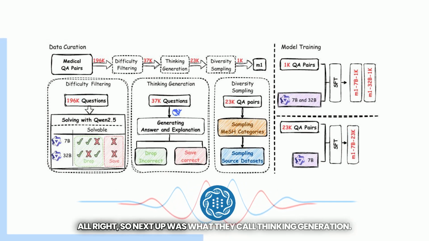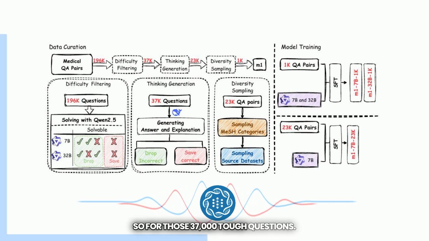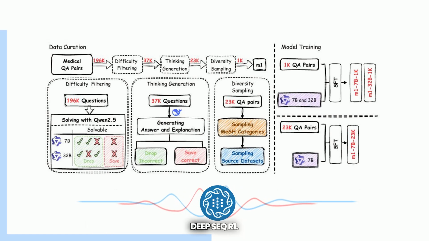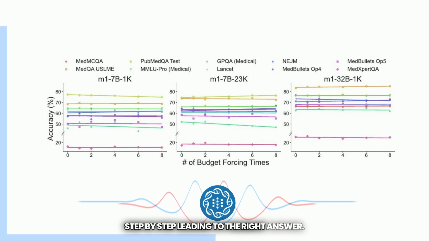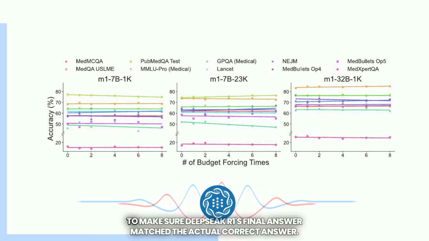All right, so next up was what they call thinking generation. So for those 37,000 tough questions, they used an even more powerful LLM called DeepSeek R1. This one was used to actually generate detailed explanations, step by step, leading to the right answer. They then really carefully checked those solutions to make sure DeepSeek R1's final answer matched the actual correct answer.